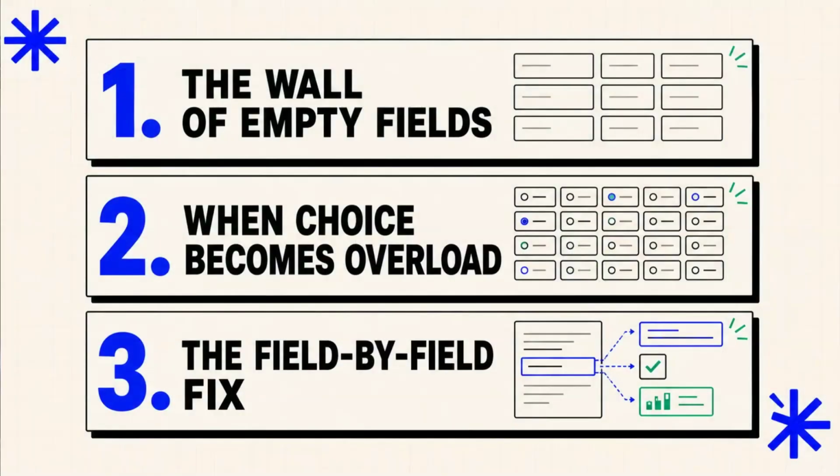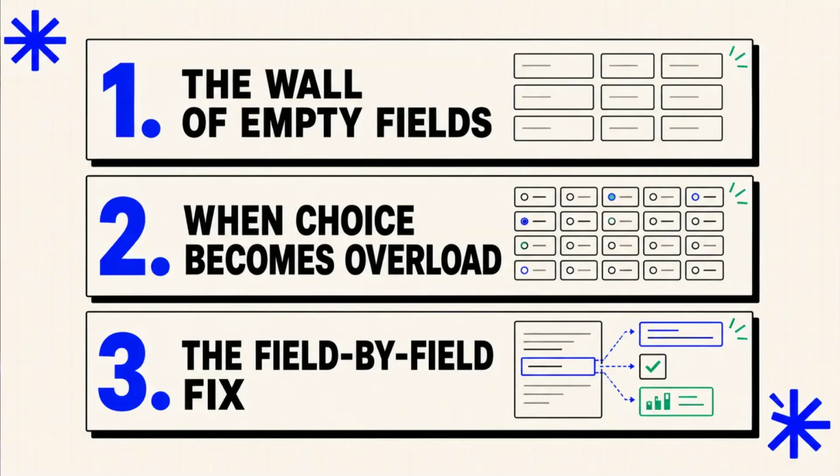All right, we're going to go through 3 parts. 1, what actually happens in someone's head when they hit a wall of empty fields. It's not that your users are lazy. It's something much more specific. Then 2, the paradox of choice. Why more options can make people choose nothing at all. I'll give you the real research, including what parts don't hold up, because you should know both.